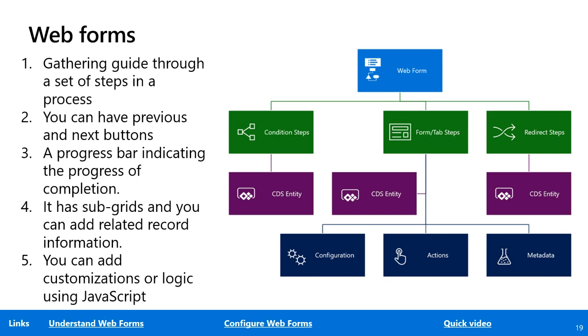So as you see here, you can have next and previous buttons on your web form. You can have a progress bar indicating the progress of completion of your overall process. You can have subgrids, and you can add related record information for your entities. You can add customizations, or you can even add logic using JavaScript.